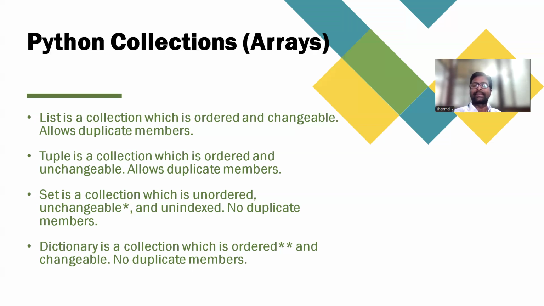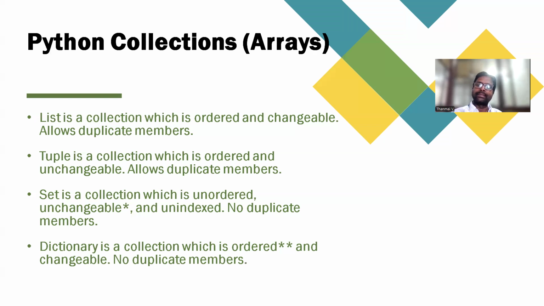We will discuss in detail about the set, list, tuple, and dictionary. In case of a set, the elements are unindexed. Generally, if you want to access a particular element in any collection, we access those elements based on the index. But in case of a set, you can't access the elements based on index. That's what is called unindexed.